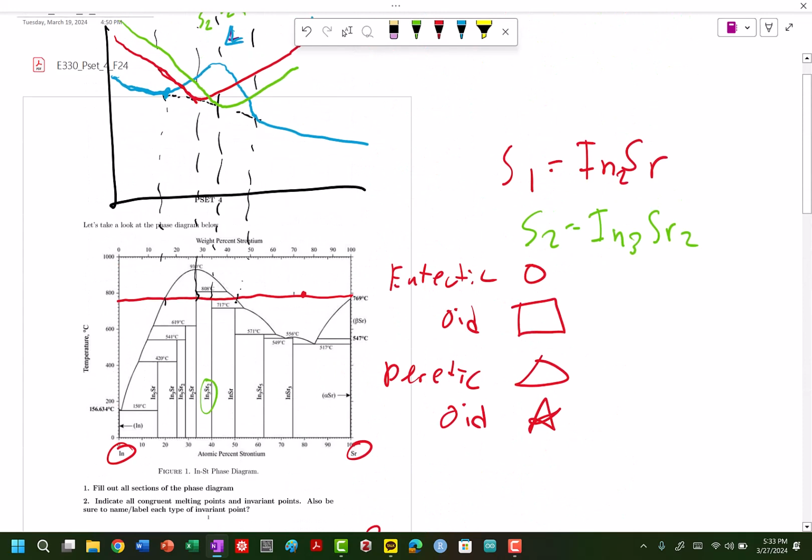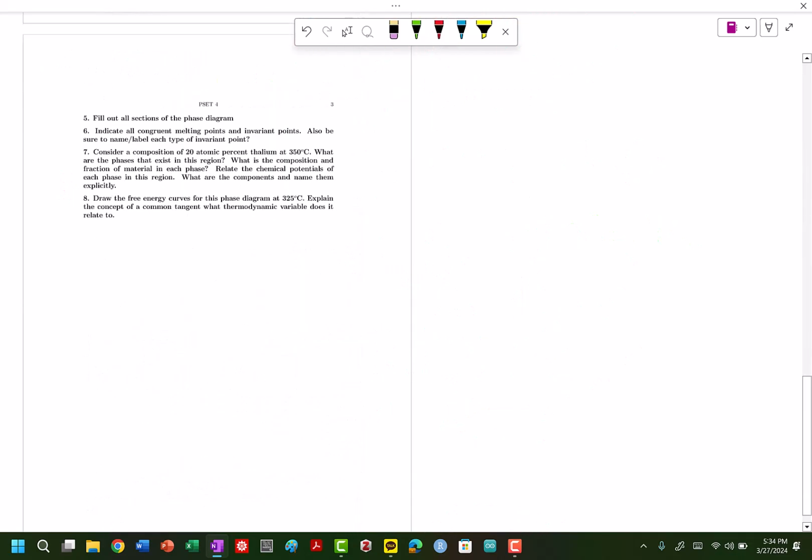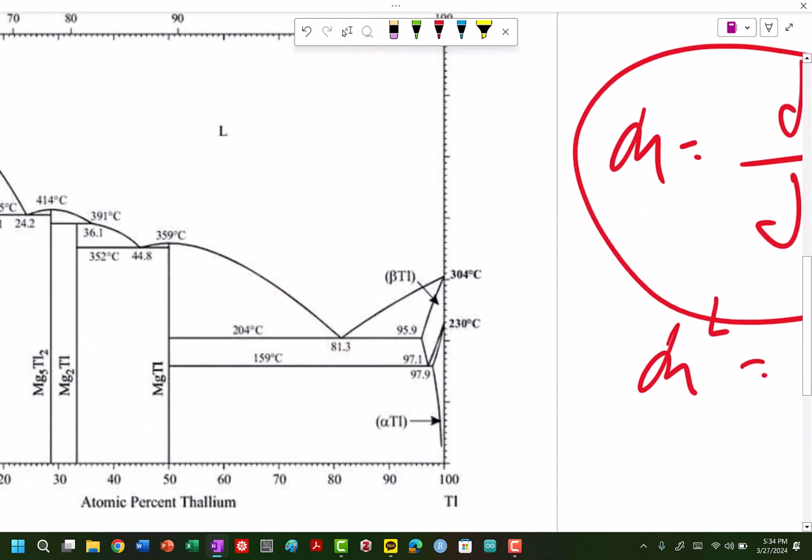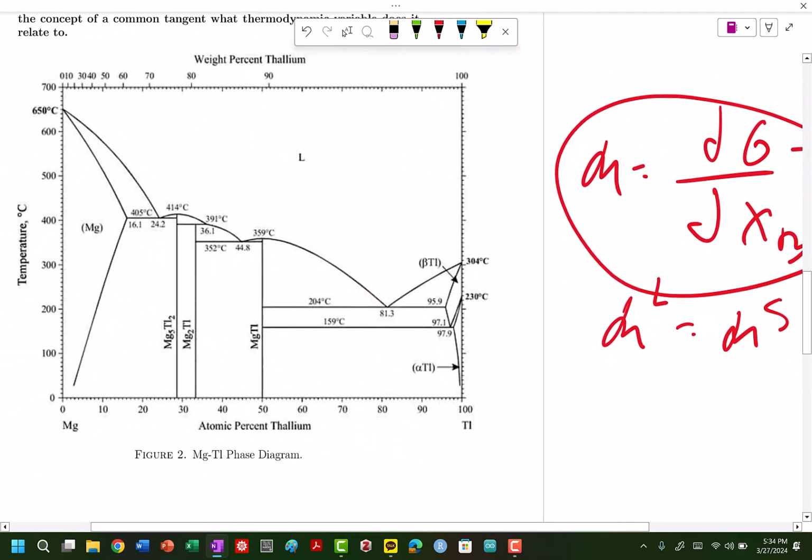This curve here is our free energy curve as a function of composition. So when we look at this two-phase region, a common tangent means the slope here and the slope here is equal, which is equal to saying the chemical potential of liquid equals the chemical potential of solid 1 because they're in a two-phase region. Different ways to say the same thing. All right, so let's fill out this phase diagram.